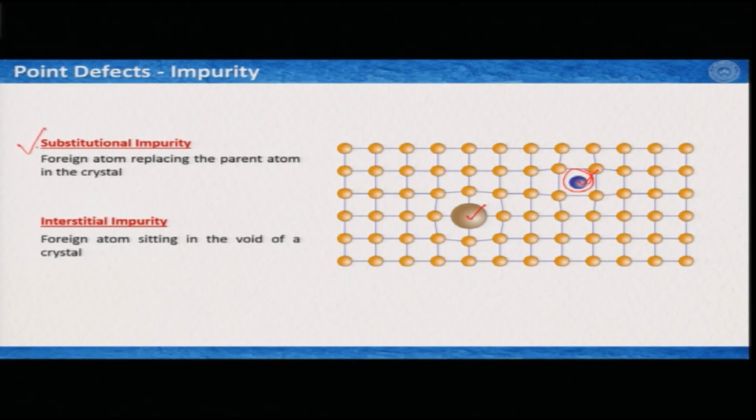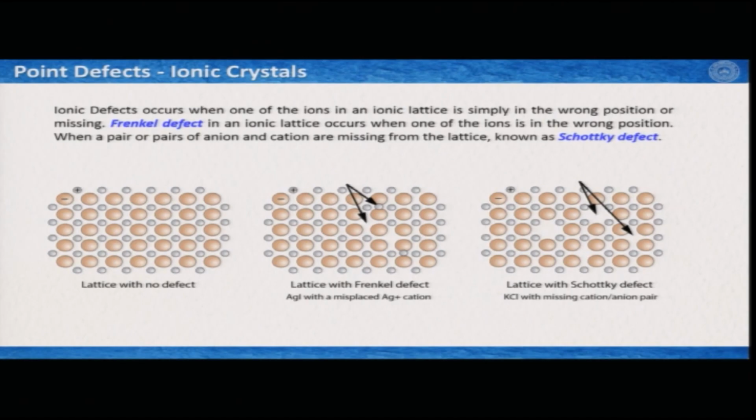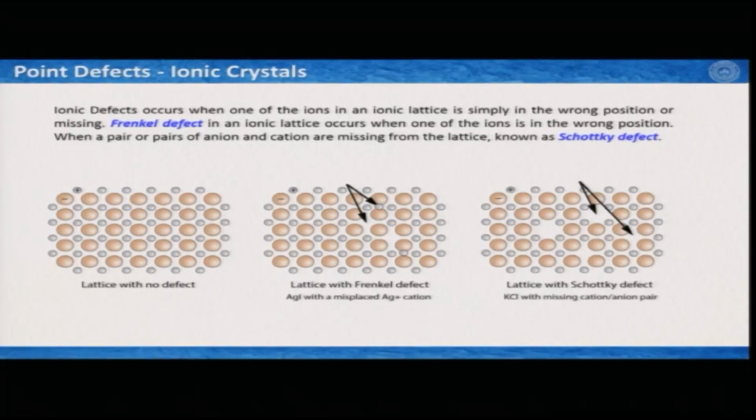Now, when we have learnt about substitutional and interstitial impurities, let us move on to point defects related to ionic crystals. And as we have classified, there are two types of ionic crystal defects, one is Frenkel defect and another is Schottky defect. Now, ionic defects occur when one of the atoms in an ionic lattice is simply in the wrong position or missing. In this context, a Frenkel defect in an ionic lattice occurs when one of the ions is in the wrong position.